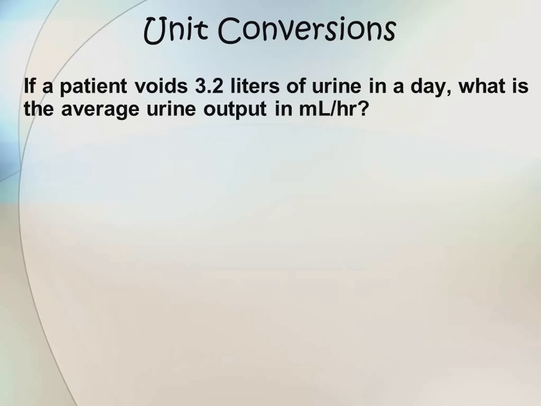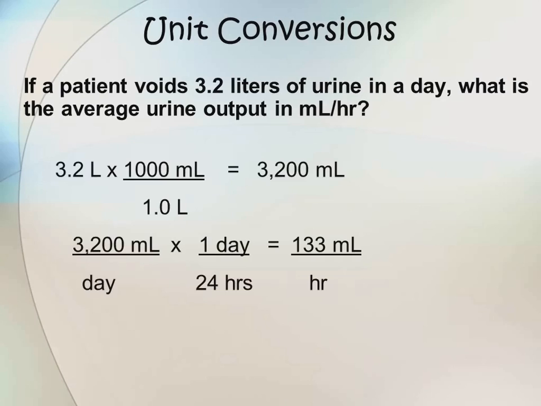So, a patient voids 3.2 liters of urine in a day. What's the average urine output in milliliters per hour? Well, I can go ahead and set it up to change liters to milliliters first, and then convert days to hours, and you can find out that it's 133 milliliters per hour. So simple unit conversions that we went through in the process.